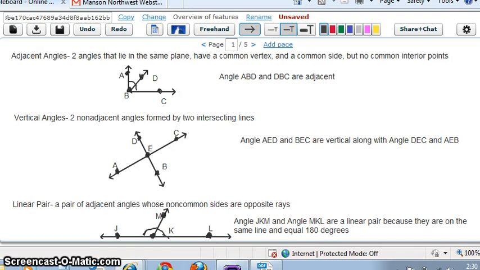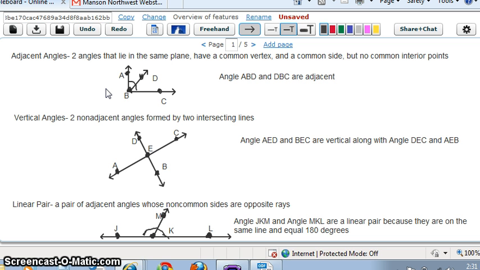Adjacent angles are two angles that lie in the same plane, have a common vertex and a common side, but no common interior points. This figure shows adjacent angles, and the adjacent angles are angle ABD and angle DBC.